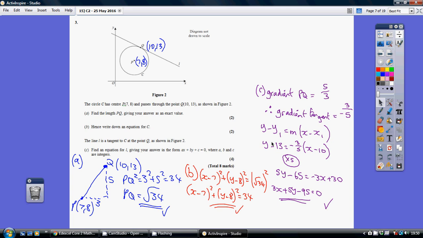Now I think the easiest thing to do here, particularly when we've got to give it in this integer format, is to undo this dividing by 5 at this point. So I've chosen to multiply through by 5, so y times 5 and minus 13 times 5 is 5y minus 65. That gets rid of the denominator, just leaving us with minus 3 to be multiplied by x minus 10. Minus 3 times x is minus 3x, minus 3 times minus 10 is plus 30. Then I've taken it all over to the left hand side by adding 3x and taking away 30 to give us 3x plus 5y minus 95 equals 0.